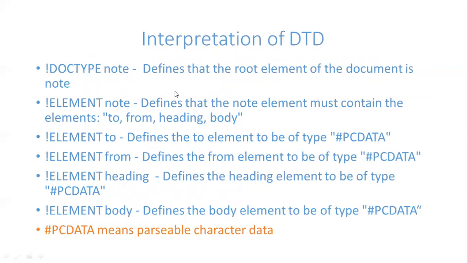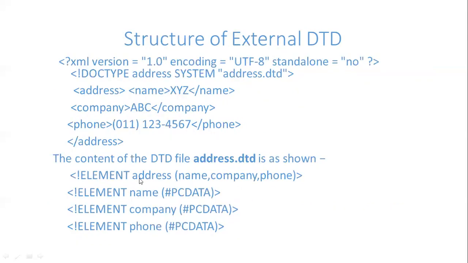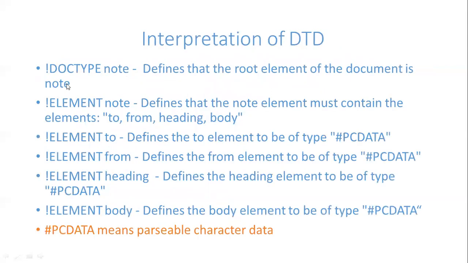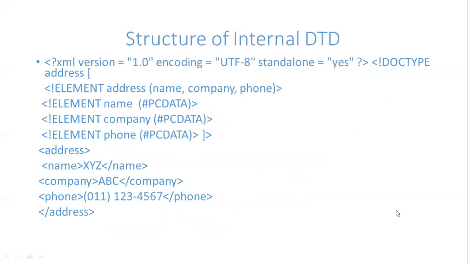So how do you interpret this? It defines that the root element of the document is note. So here it defines that the root element is note. So here in this case, the DOCTYPE root element is address. Now you can interpret accordingly, whichever the root element is. Now it defines that the note element must contain the elements to, from, and body. Then it defines that to contains PCDATA, from contains PCDATA, heading contains PCDATA, and body contains PCDATA.